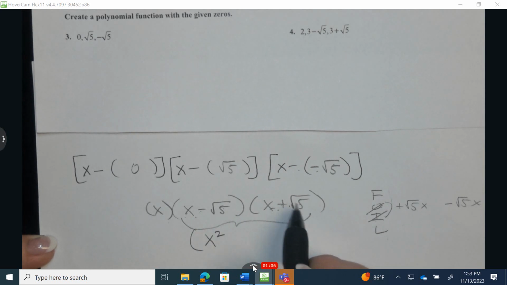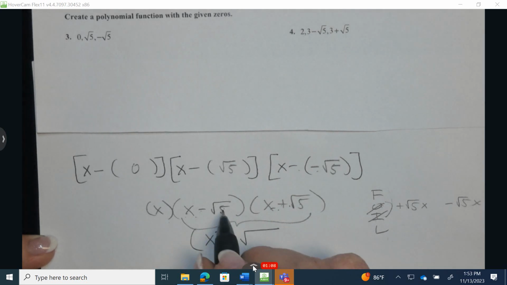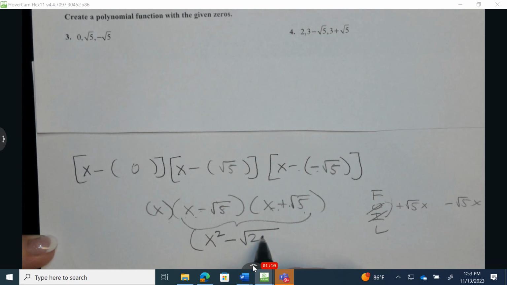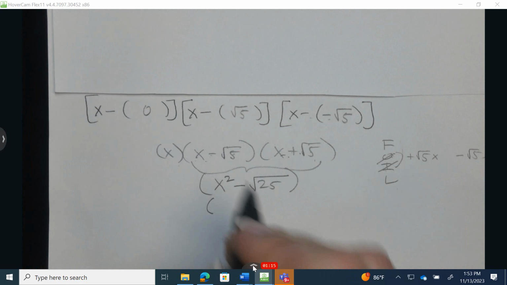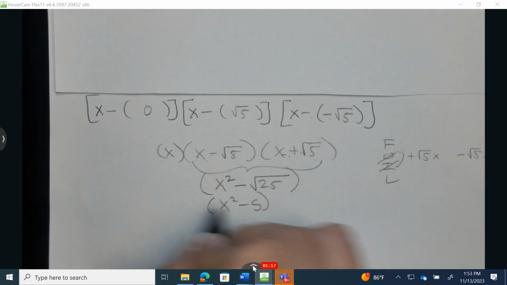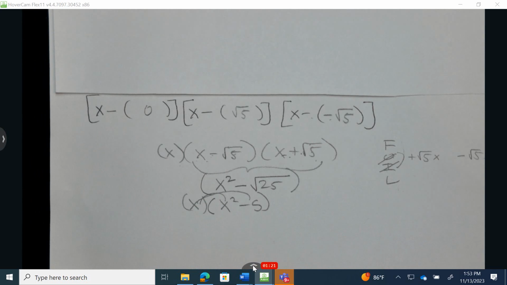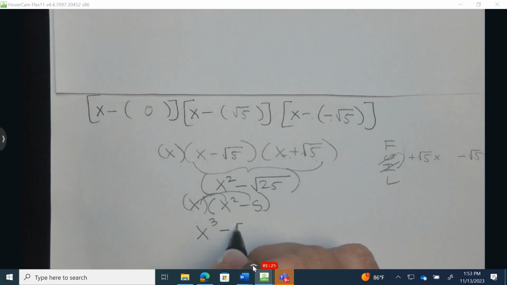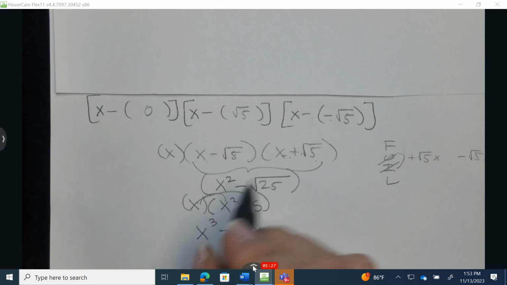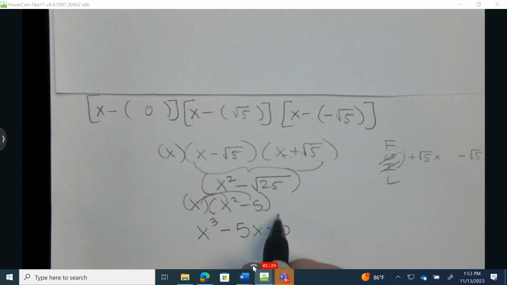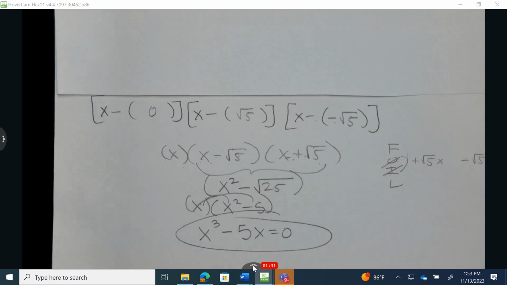A negative times a positive is a negative. And radical 5 times radical 5 is radical 25. Now the square root, if I move this up, the square root of 25 is 5. I can bring down the x in front, and now when I distribute the x, I end up with x cubed minus 5x. We're going to set that equal to 0, and now we have created a polynomial function.